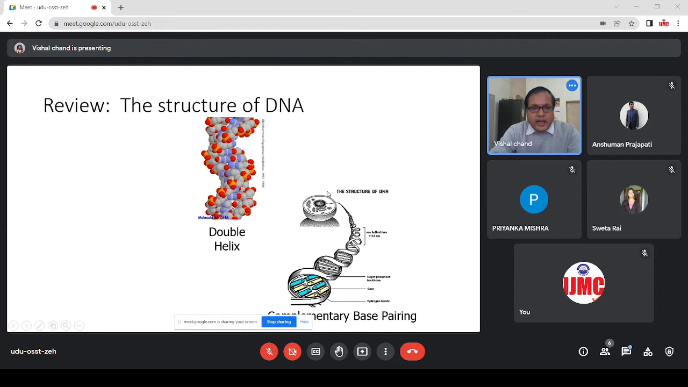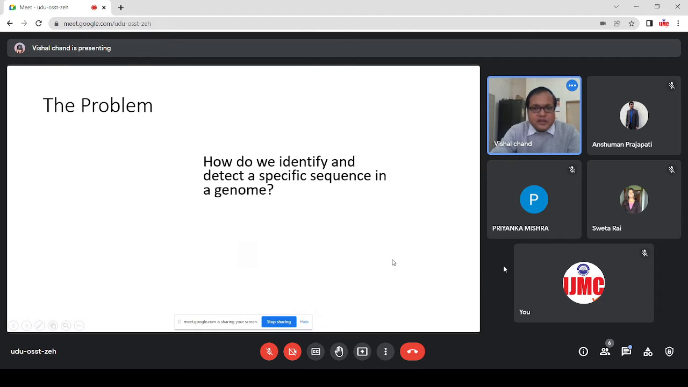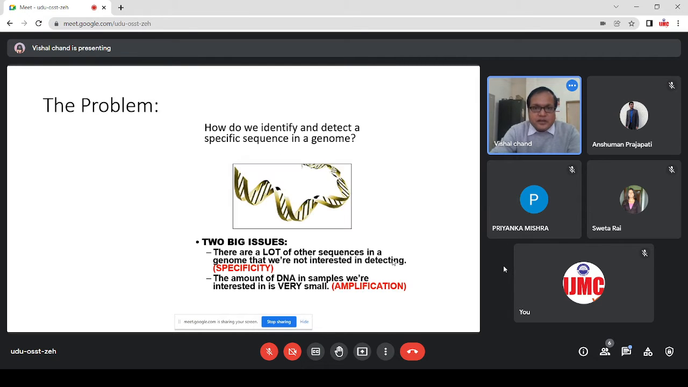DNA has anti-parallel strands. One strand runs in the 3' to 5' direction, and the other runs in the 5' to 3' direction. The unwinding of the DNA occurs with the help of the enzyme helicase. So how do we identify and detect a specific sequence in a genome? The big issue is that there are a lot of other sequences in a genome that we are not interested in detecting, and that is the specificity problem.